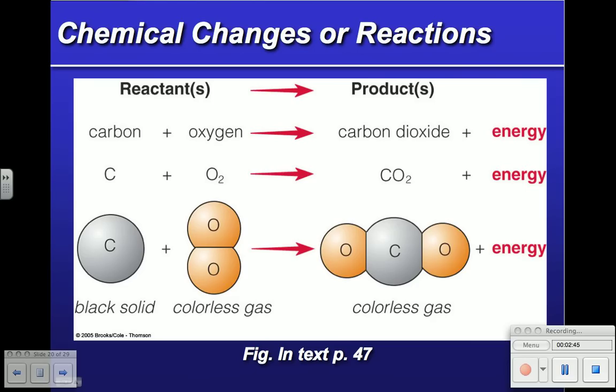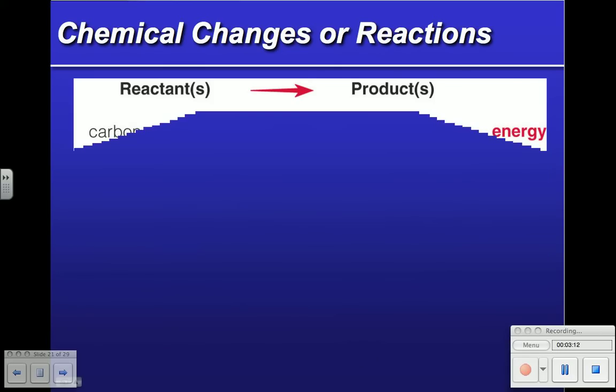Actually, I'll go back. So here you have carbon, you have oxygen. They're two different compounds, and they come together to form carbon dioxide. And in the process, you break the double bond of the oxygen gas and produce two double bonds between the oxygen and the carbon on both sides. But in that process, you actually give off more energy than you consume, and so therefore one of the products is energy.